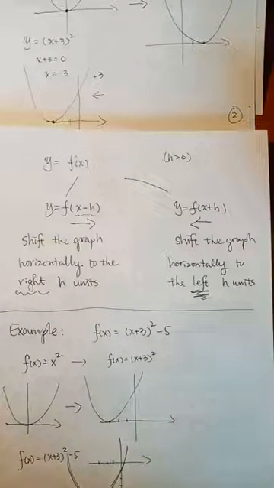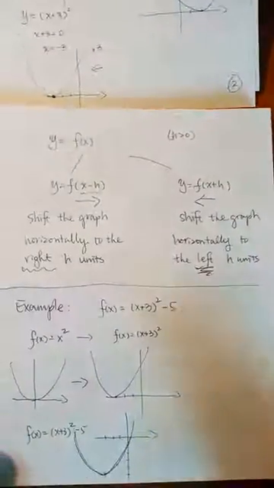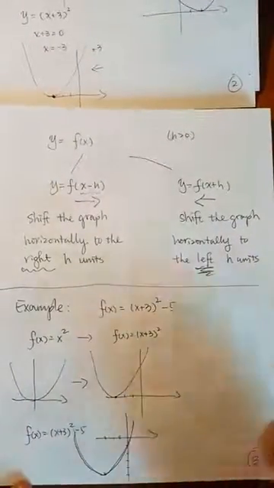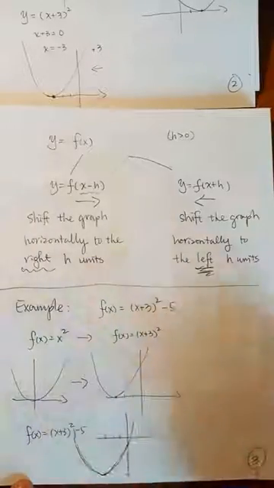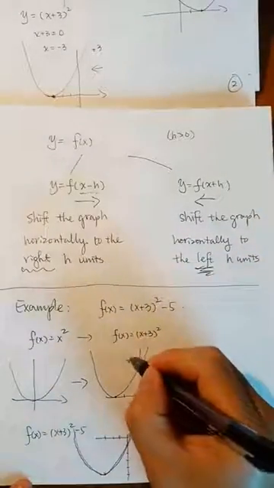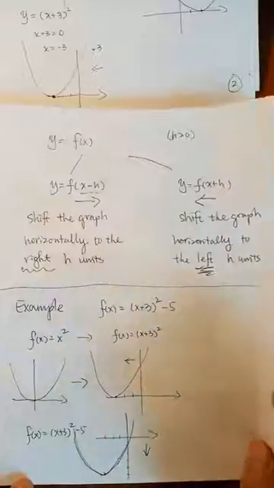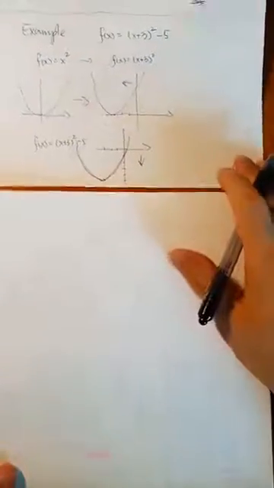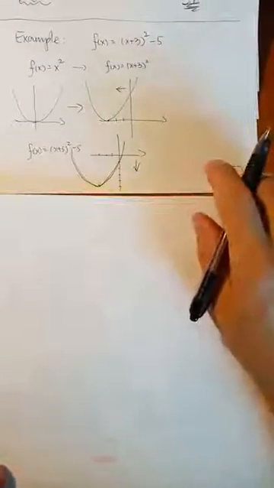So you don't need to worry which direction you move first. You can move horizontal first, vertical second, or vertical first, horizontal second. You will get the same answer. So the graph is this way. The graph is downward. Okay, so we can move the graph of the function.